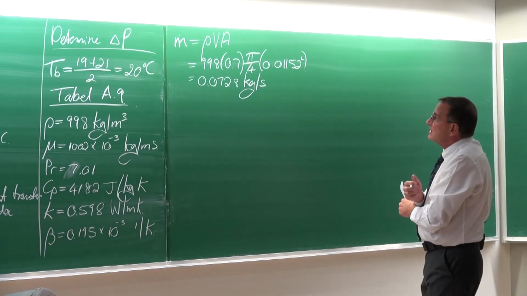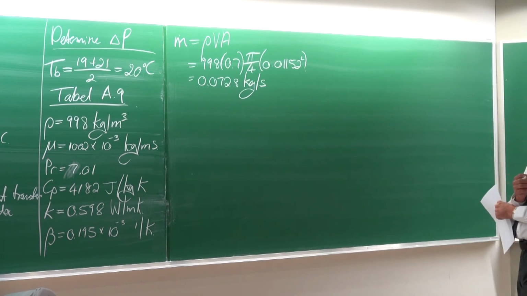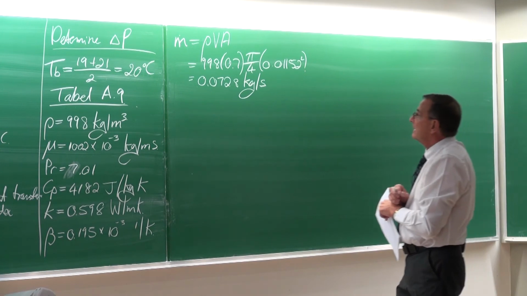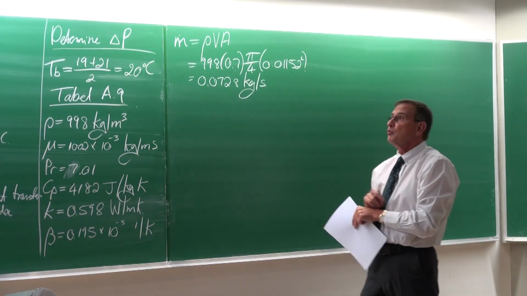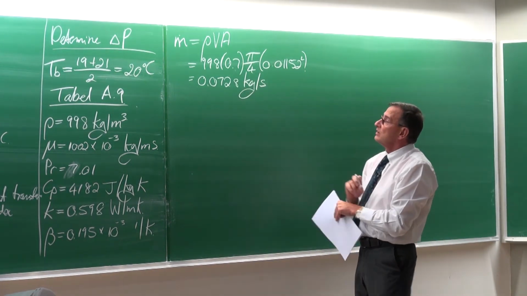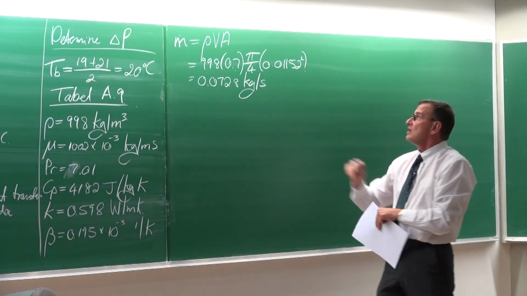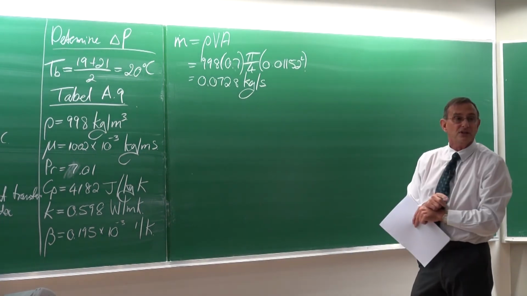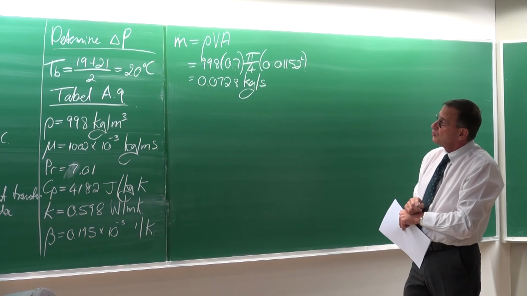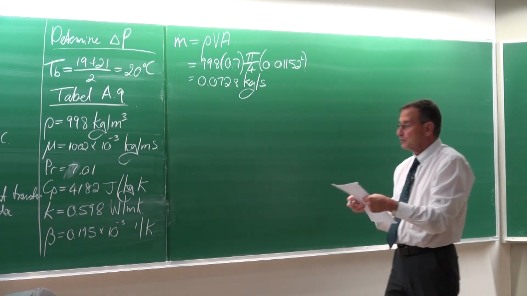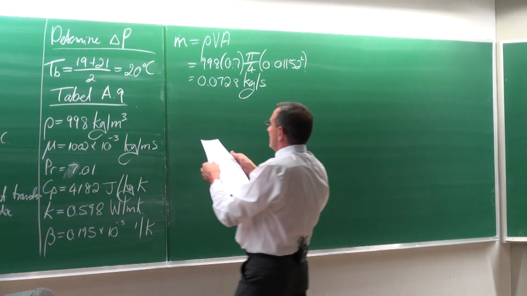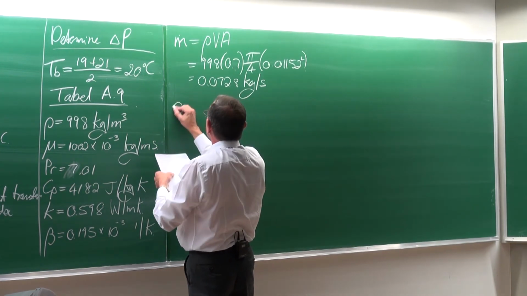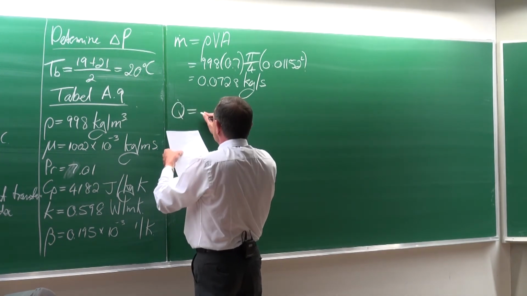The mass flow rate is equal to rho, the velocity, multiplied by the cross-sectional area through which the water flows. 998 multiplied by the velocity 0.7, the cross-sectional area pi divided by 4, multiplied by the diameter squared, and that is equal to 0.0728 kilograms per second. If we've got the mass flow rate, then it is very easy to determine the heat transfer rate.